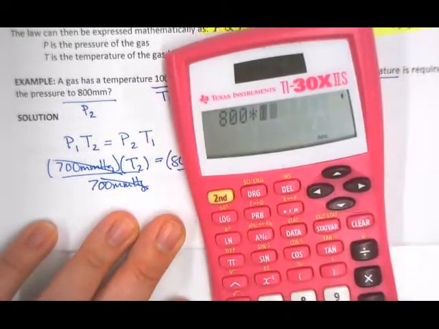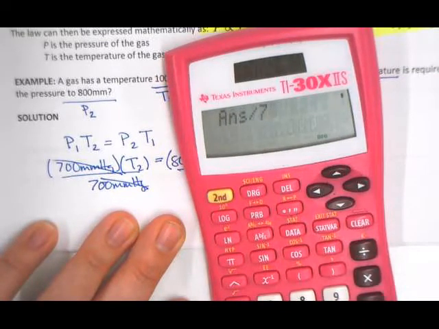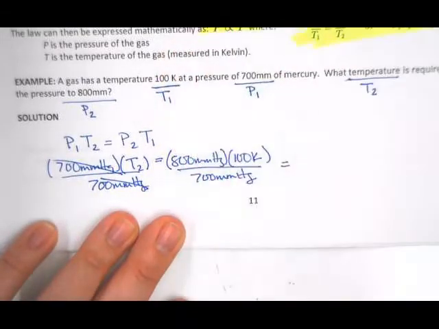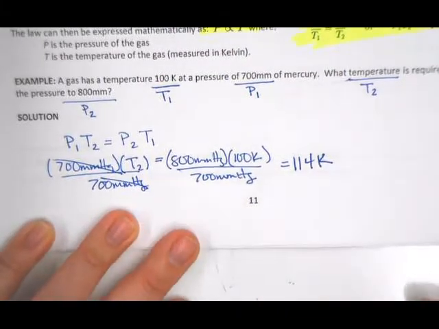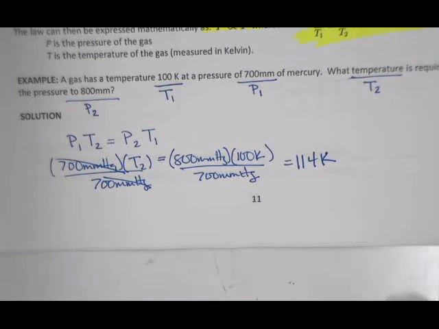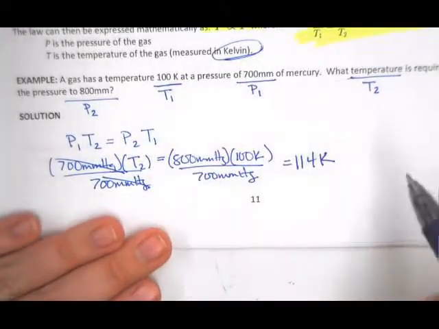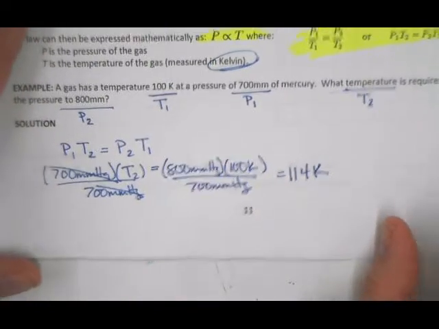So 800 times 100 in my calculator divided by 700. There were only 3 numbers that we started with, so we'll keep 3 numbers. So 114 Kelvin. Okay, a couple of things to note is that this has to be in Kelvin. If the problem doesn't give it to you in Kelvin, you're going to have to change it.